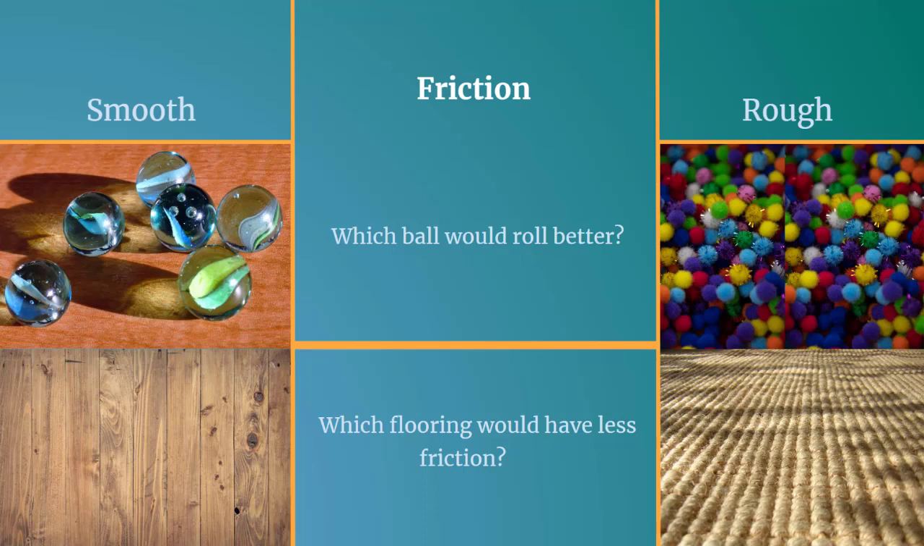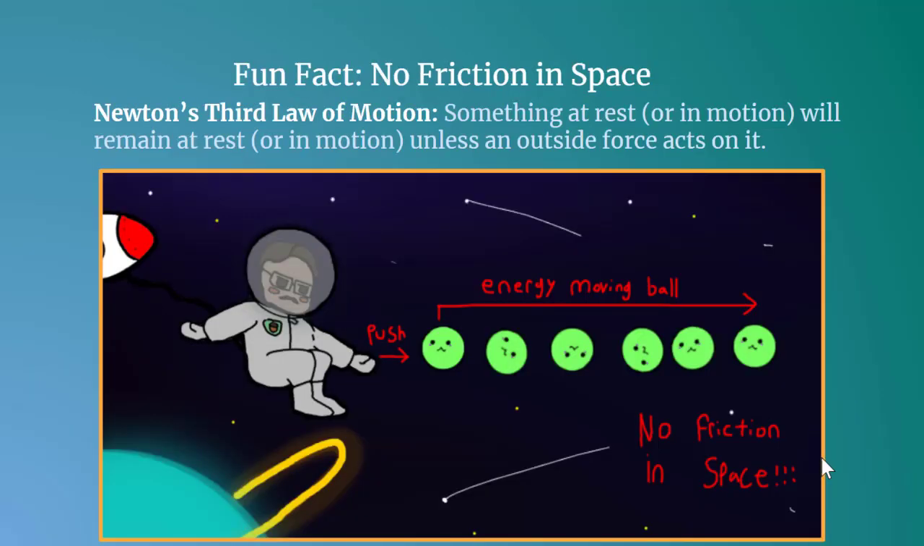Okay. So the answer to these questions are the marble and wood. They're both smooth, leading to less friction. Here's a fun fact. Did you know that there's no friction in space? What do you think would happen if we rolled a ball in space?